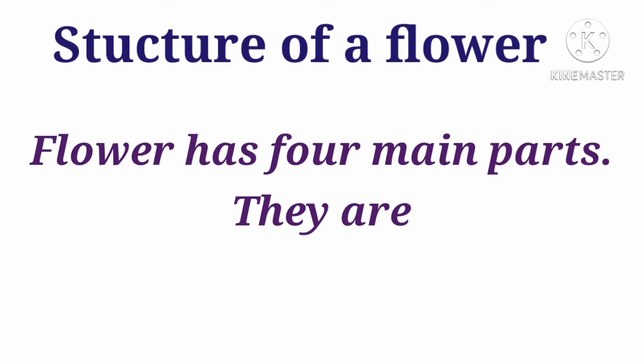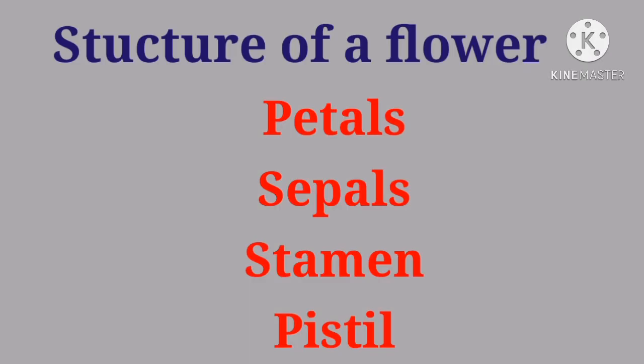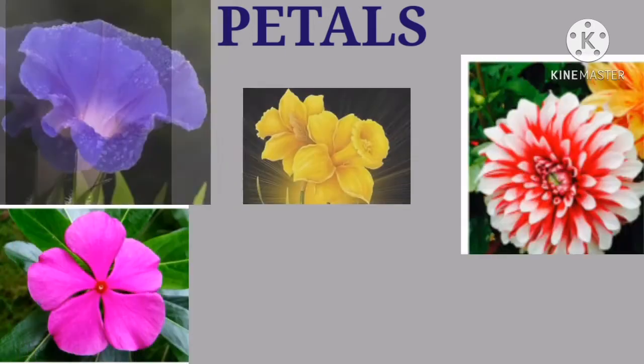Flower has four main parts. They are petals, sepals, stamen and pistil. Now, let us study about each of these parts in detail. Petals. Petals are brightly colored part of a flower. These are the petals.